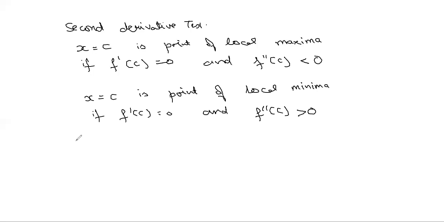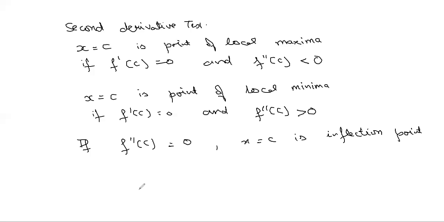In case the second derivative of the function is 0 at that point, x equals c is an inflection point. At the point of inflection, the shape of the function is usually S shaped, something like this. This particular point is the inflection point. Sometimes the function has this kind of shape, and these two are inflection points. Now let's have some examples to check these two theorems.